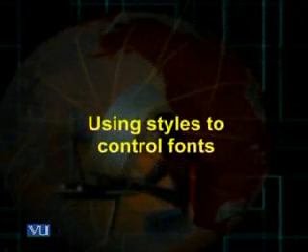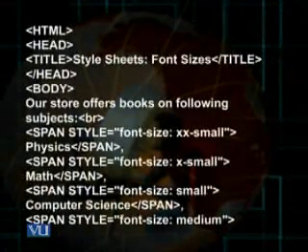What is the code behind this? You see the HTML tag, then the head tag, and then the body tag, and then the sentence, our store offers books on following subjects, colon, then the break. And then there are a few span tags. In each span tag, I have used the style attribute, the inline method, and you can see the property font size is used in each span tag. In the first span tag, the font size value is xx-small, and I have enclosed the word physics, then the span tag closed.